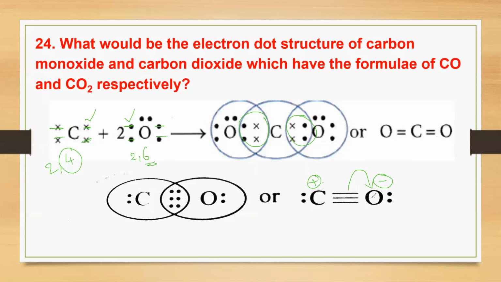Carbon and oxygen both stabilize as the bonded electrons shift towards the oxygen. This is the way they get stability. Anyway, the electron dot structure representation is this one. Once you practice this, it will be easy to remember. Then move to the next question.